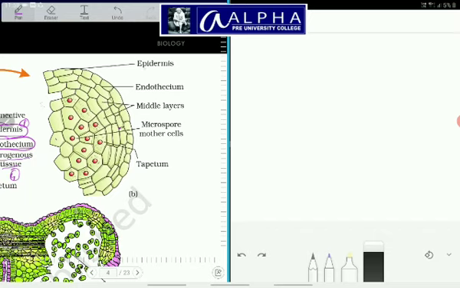Here you see the outermost layer, as you have studied, there's the epidermis. The second layer is the endothecium, the third layers are the middle layers, and the fourth one is a nourishing layer, the tapetum. Inside there are microspore mother cells, that's the fifth part. So you can very clearly observe variations in the size of the cells.